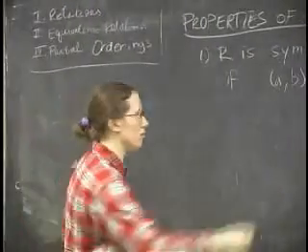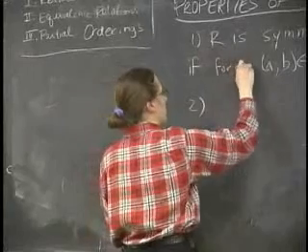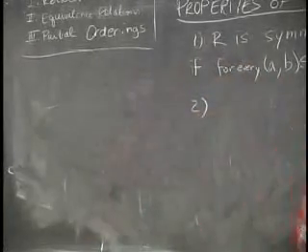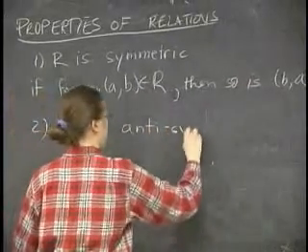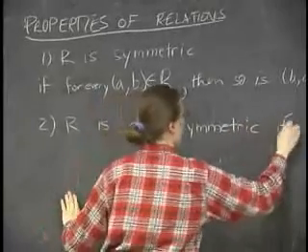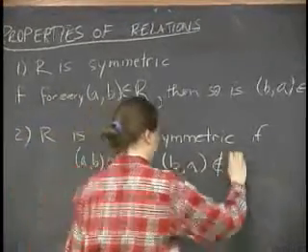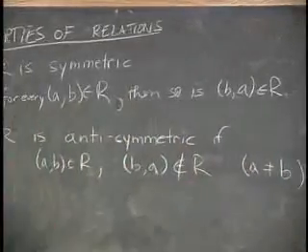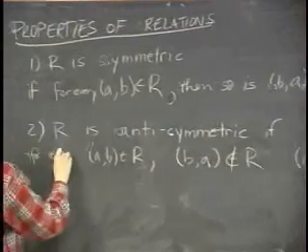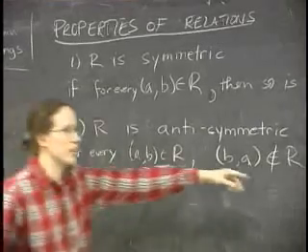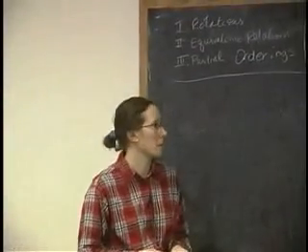We'll say it's anti-symmetric if that's not true. I guess I should be more careful. R is anti-symmetric if, when A, B is in R, B, A is not in R, and this is when A is not equal to B. For every A, B. And of course, it wouldn't make sense if A was equal to B, because then we would be saying if A, A is in R, then A, A is not in R. And so we just restrict ourselves to the case when A is different from B.